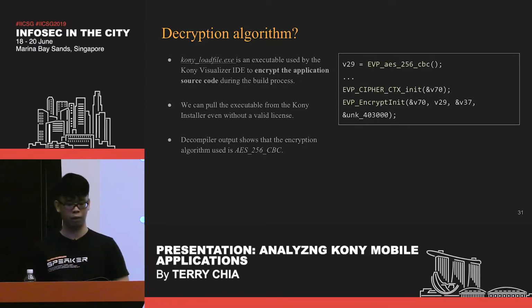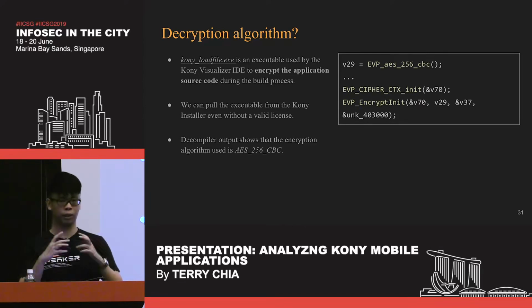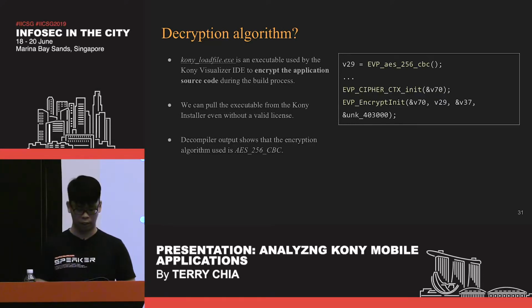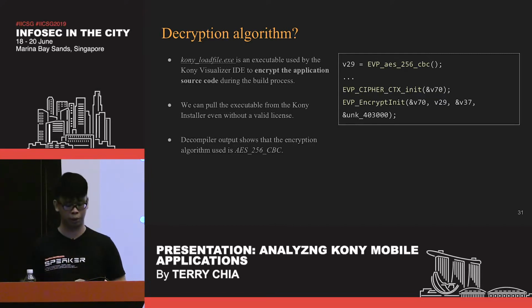Kony_loadfile.exe executable that was used during the build process. The Kony Visualizer IDE uses that executable to encrypt the source code before packaging it into the APK file or the IPA file. And the interesting thing is that we can pull the executable from the installer, which is freely available online for download. You can't actually use the IDE to build anything without a valid license key, but you can extract files from it for analysis. And the decompiler output of that executable shows that the encryption algorithm in use is AES-256 in CBC mode.